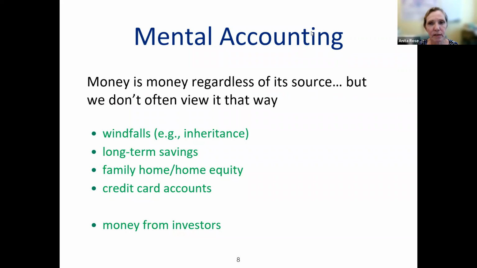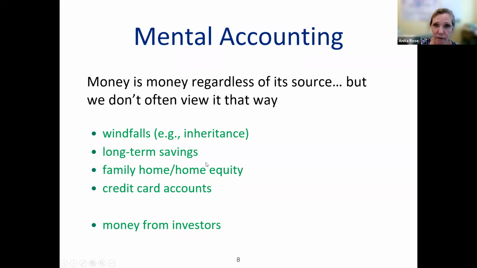I want to mention mental accounting. So really money is money regardless of where the source is from. You may have a windfall, some type of an inheritance. You may have found money. My son used to find money on the street all the time. I couldn't believe it. No matter where we went, he would be able to find money, $20 bills, $1 bills, it didn't matter. He was always finding money. But that's a windfall, right?